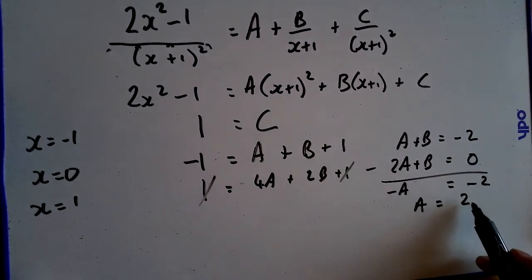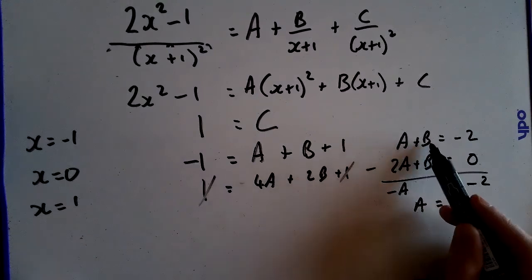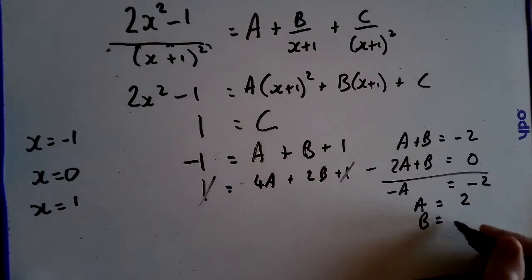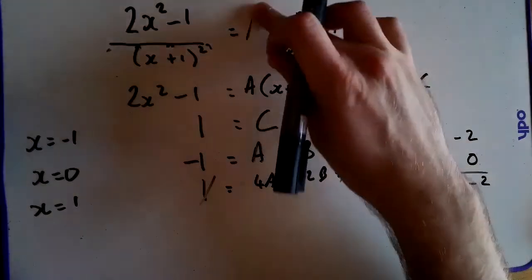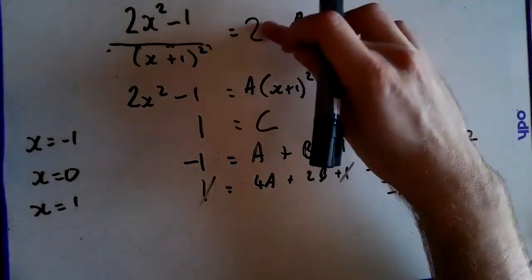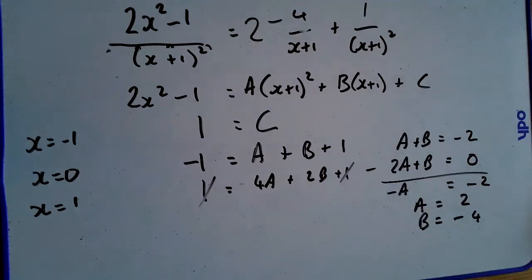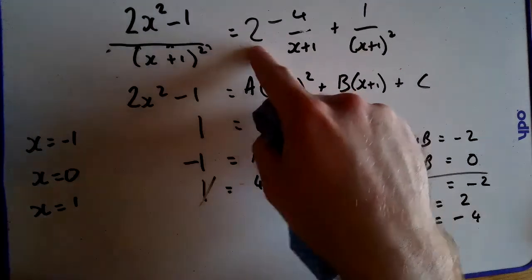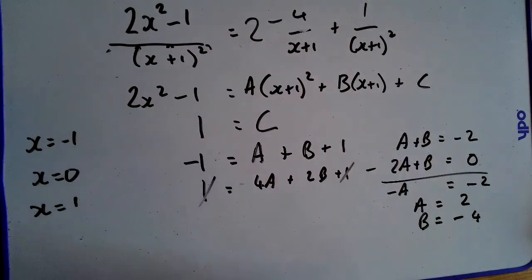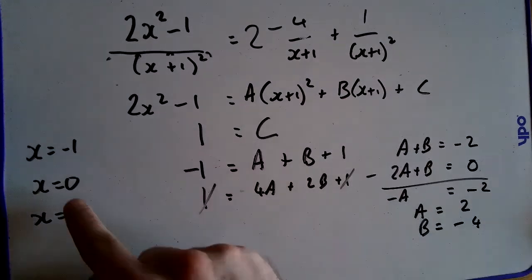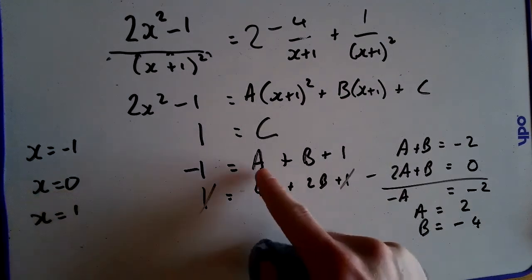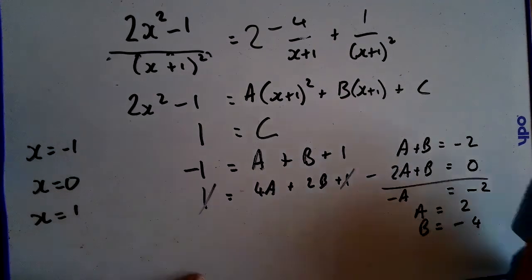Sub it back into one of them, so if I sub back into there, 2 add b is minus 2, so b must be minus 4. So a was 2, b was minus 4, and c was 1. Yeah, like I said, if you can spot how to get a quickly by doing that dividing trick, it would have saved you having to do simultaneous equations. I could just sub in x is 0, put a is 2 there, and I would have got b very quickly. Okay, fourth one.